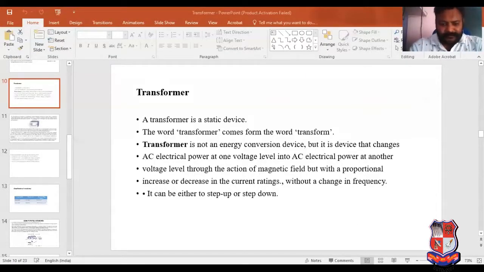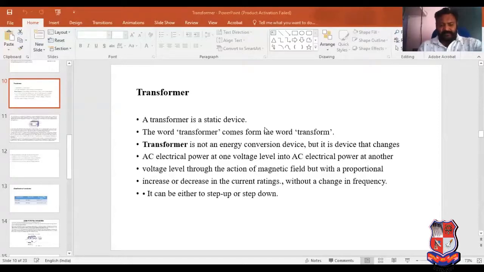Good afternoon. Today we are going to study about transformer. This is the third chapter of Basic Electrical Engineering of second semester students in GTU. Everybody knows about transformer. You have seen transformers everywhere, in front of your societies, in substations, power plants, etc. So what is the function of that transformer and why is that transformer used? Today we will discuss that.